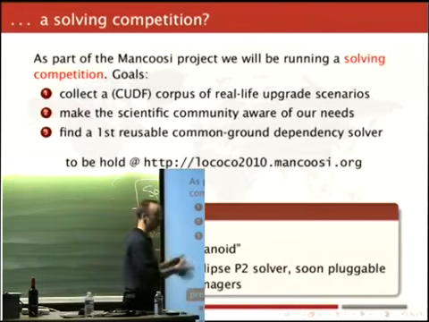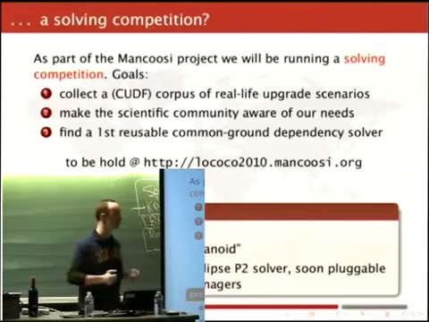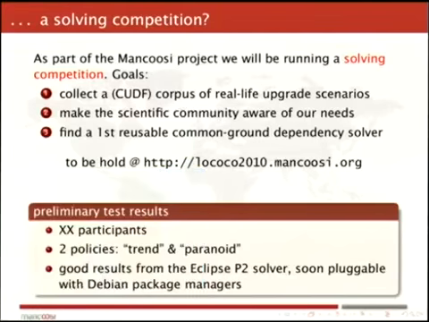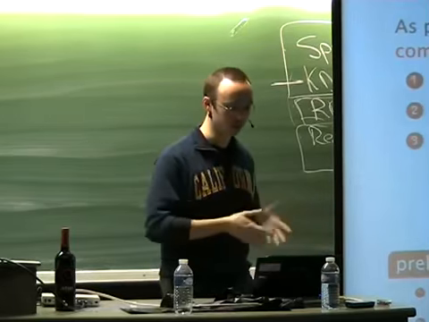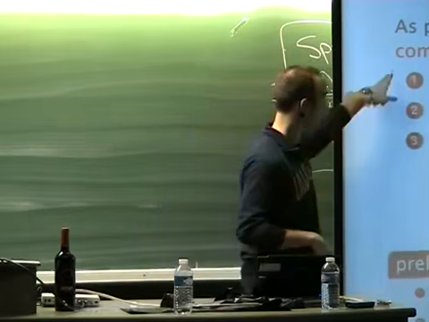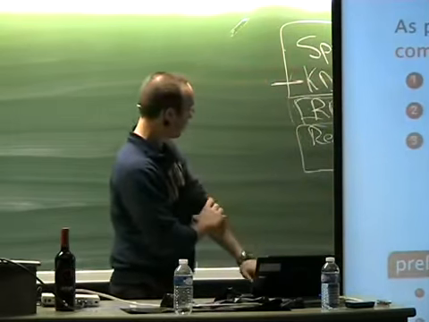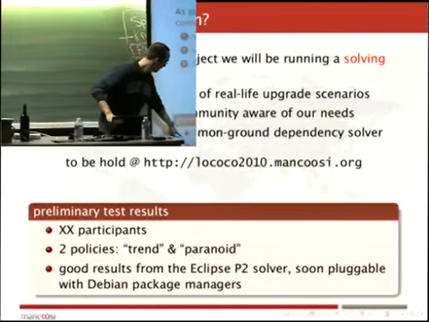And then we will take all this corpus of upgrade problems encoded in CUDF, pass them to scientists interested in trying their own solvers on this kind of problems, and we will see if we find the dependency solver which is apt to our needs. The competition will be run at a workshop this summer, and we have some preliminary test results already. I forgot to add the number. So we have about 10 participants in this first run.